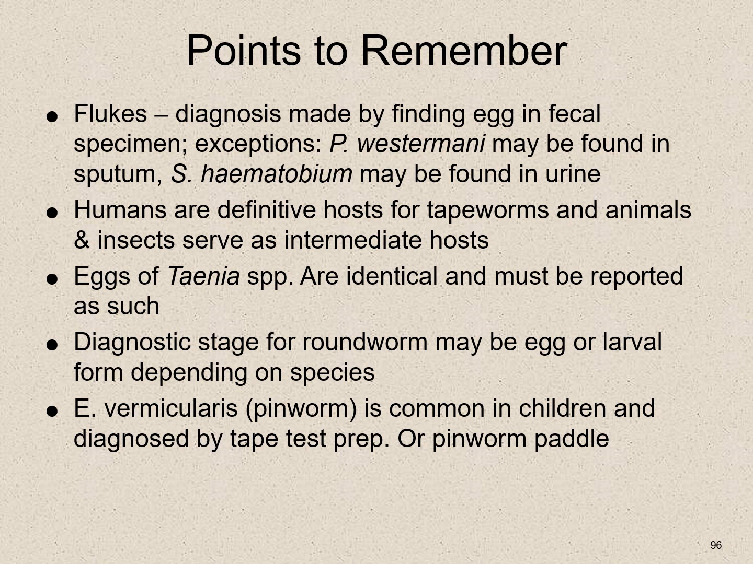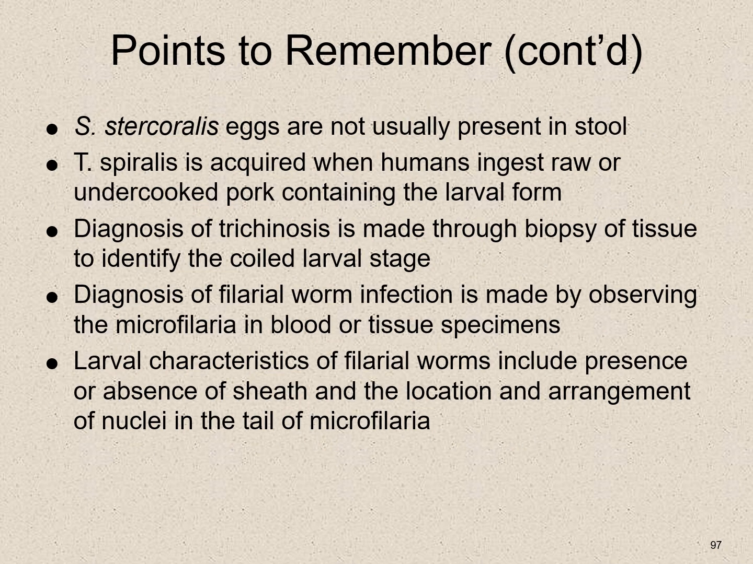Humans are definitive hosts for tapeworms, and animals and insects serve as the intermediate hosts. The eggs of Taenia species are identical and need to be reported as such. The diagnostic stage for roundworm may be egg or larval form depending on the species. Enterobius vermicularis, also known as pinworm, is common in children and diagnosed by the tape test prep, or by the pinworm paddle. Strongyloides stercoralis eggs are not usually present in the stool. So you're typically looking for the rhabditiform larva.